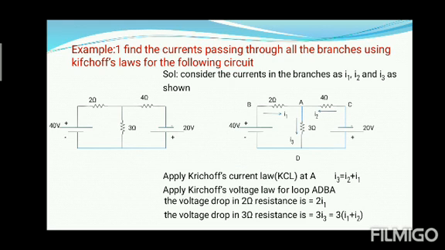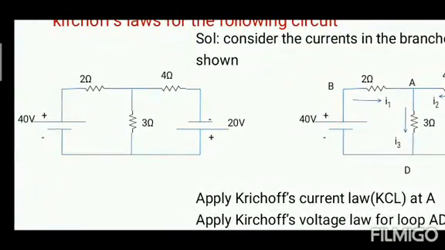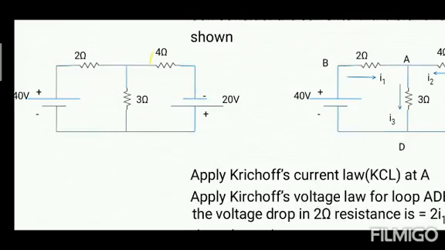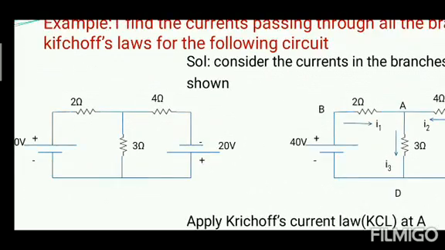Now let us do a simple problem using Kirchhoff's laws. Here the objective is to find out the currents in all the branches for this given problem. Here we have got two sources, 40 volts and 20 volts, and three resistances, 2 ohms, 3 ohms and 4 ohms. Coming together here, we have got three branches. This is branch 1, this is branch 2 and this is branch 3.